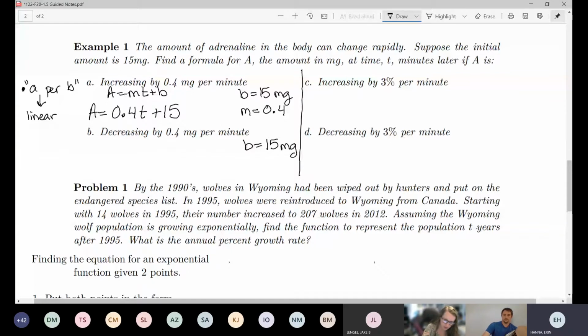So the only thing that changed here is the slope decreasing makes it negative. So our function here is negative 0.4t plus 15.